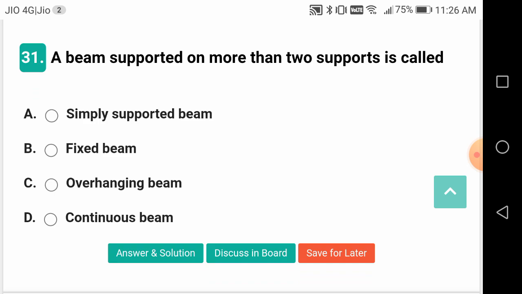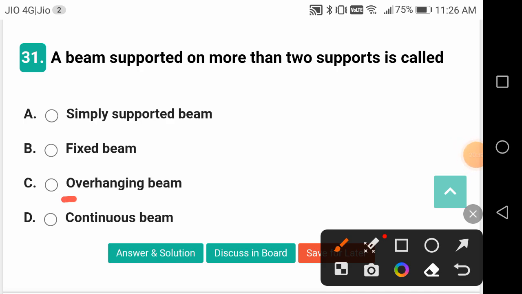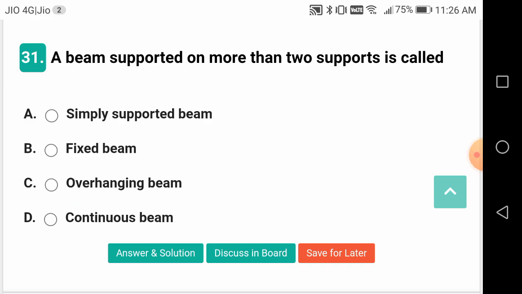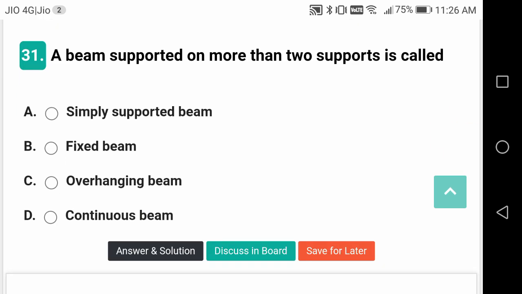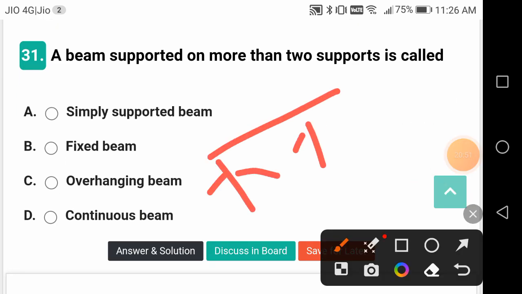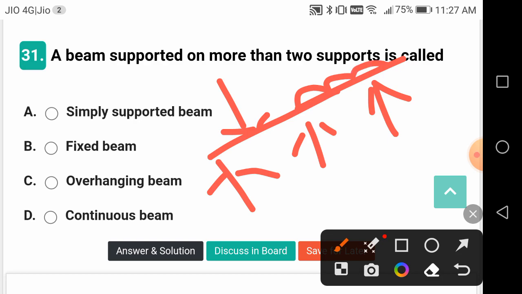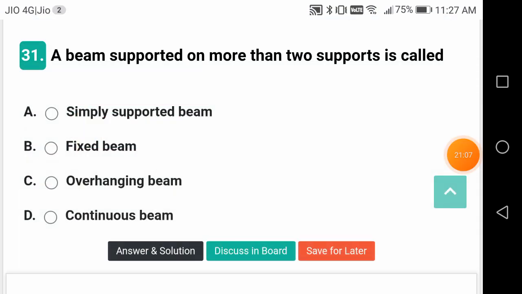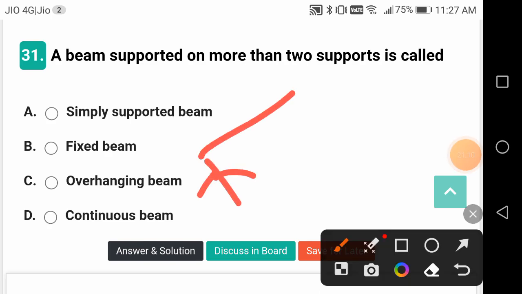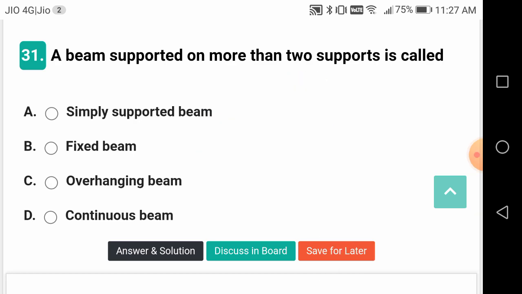A beam supported on more than two supports is called a continuous beam. Your continuous beam will be something like this, friends. Here some load will be there like this, with more than one support. And this type of beam, where after the supports there is some length, is known as an overhanging beam.